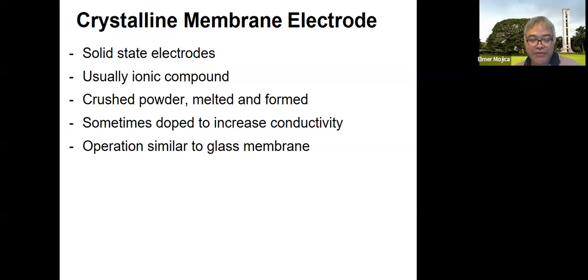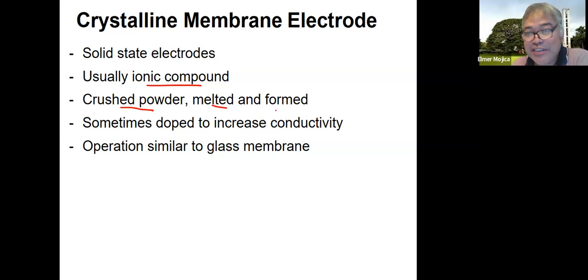So if you have a crystalline membrane electrode, they are solid state electrodes. The most important part of the crystalline membrane is manufactured from an ionic compound or a homogeneous mixture of ionic compounds. In some instances, the membrane is cut from a single crystal. In others, these are formed from the finely ground or crushed powder of crystalline solid by high pressure or casting from what we call a melt.